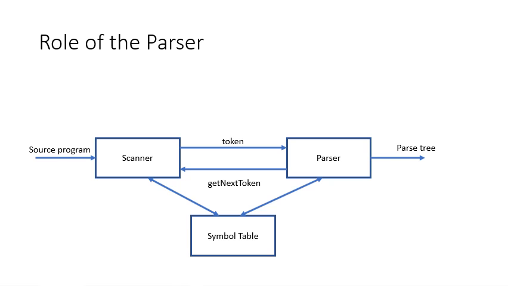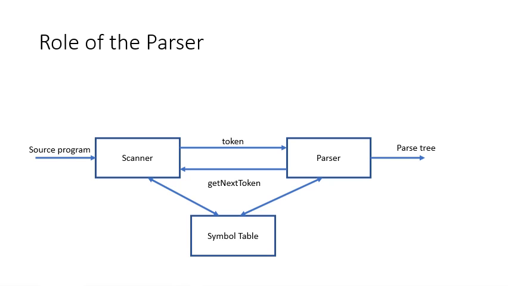Once it is done with a set of tokens, it will ask the scanner to return the next token. You can think of get next token as a function which will request the scanner to generate the next token and give it to the parser. And one thing to remember here is that both the scanner as well as the parser interact with the symbol table.